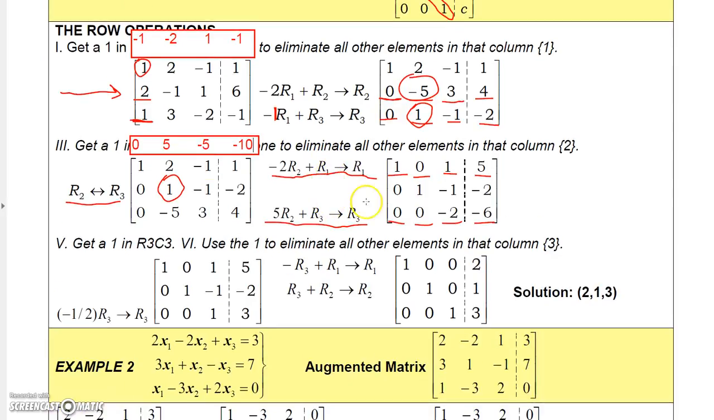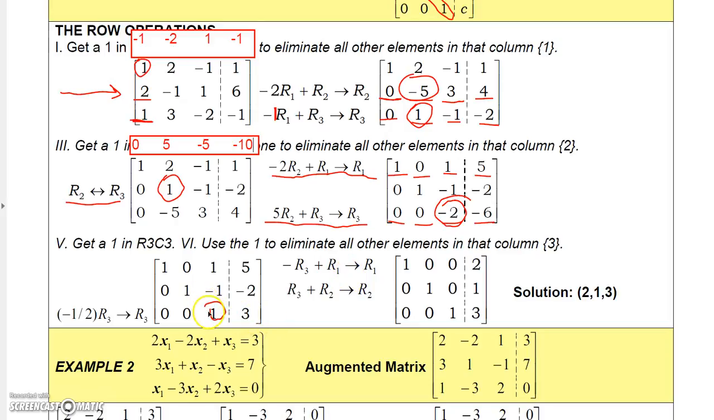And then after that, I want to change this to a 1 by simply multiplying this row by negative 1/2. So of course, if you multiply the zeros by negative 1/2, they're still going to be 0. If you multiply negative 2 by negative 1/2, you're going to get the 1, which is what I wanted. And then if you multiply negative 6 times negative 1/2, you're going to get a 3.